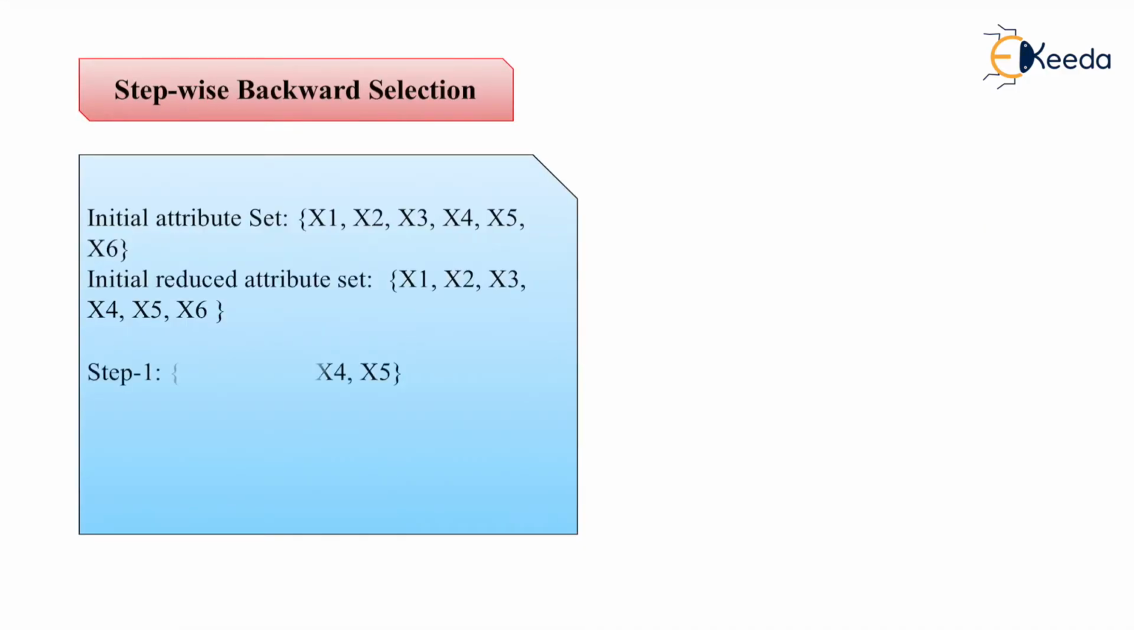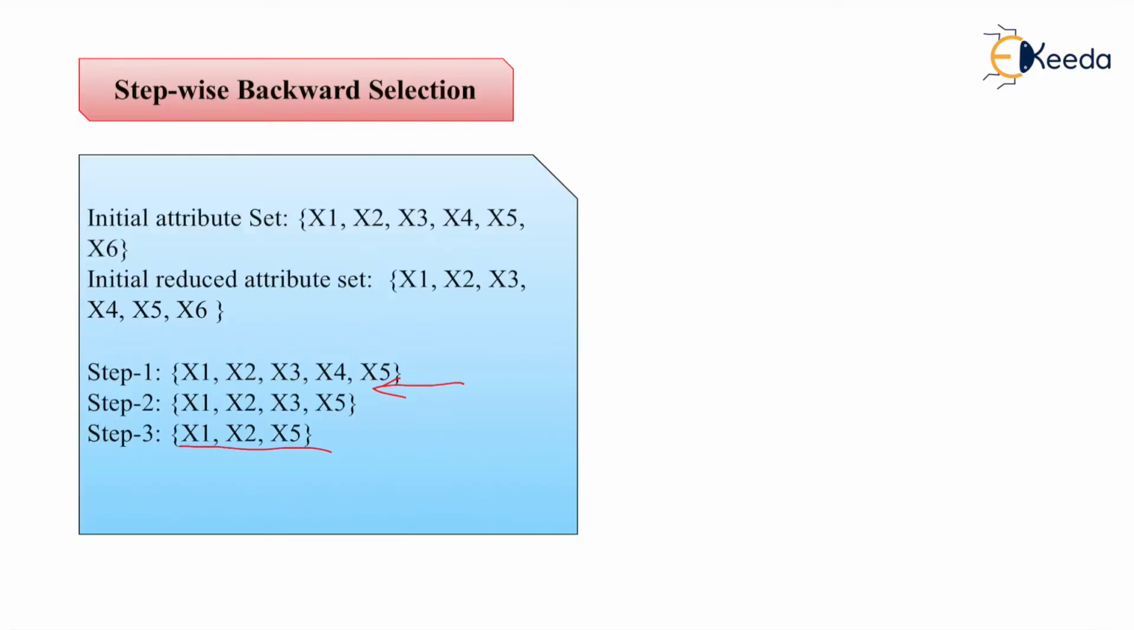Now what are we doing? In step 1 we are accepting x1 to x5. We are not accepting the x6 attribute because we feel it is not an important attribute. Then we are accepting x1, x2, x3 and x5 because we are coming from the backward. Next, in step 3 we are accepting whichever is the important attribute, that is x1, x2 and x5. So the final attribute set contains x1, x2 and x5, but this is using backward selection, not with the help of forward selection.